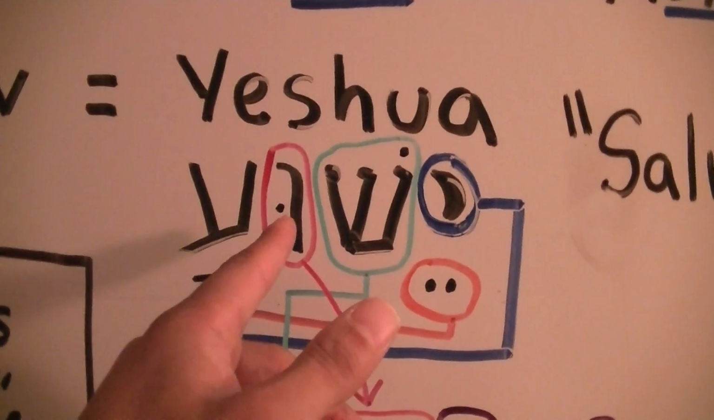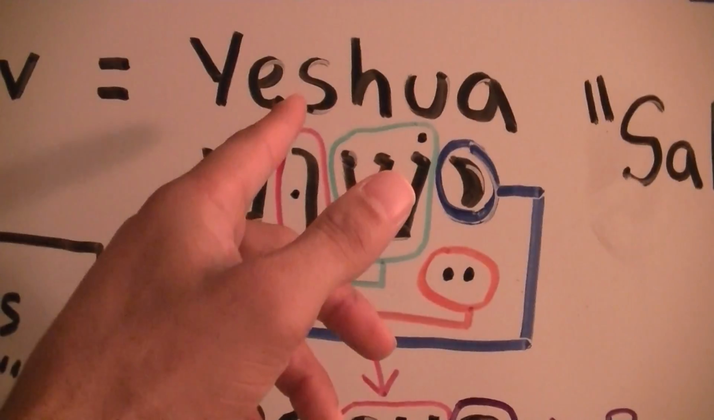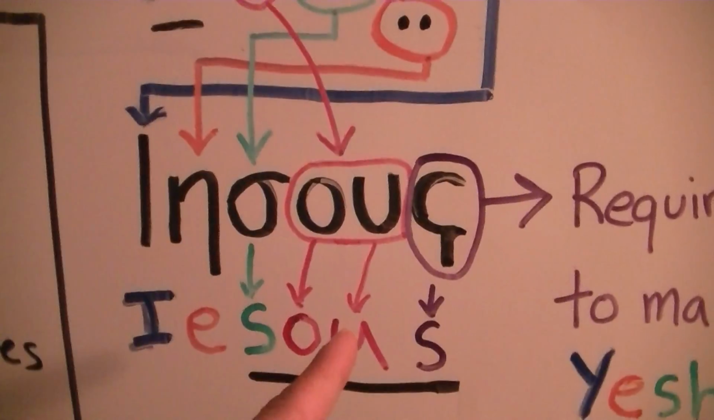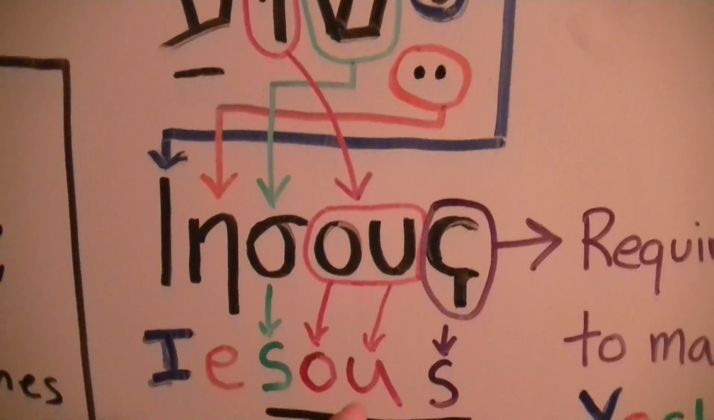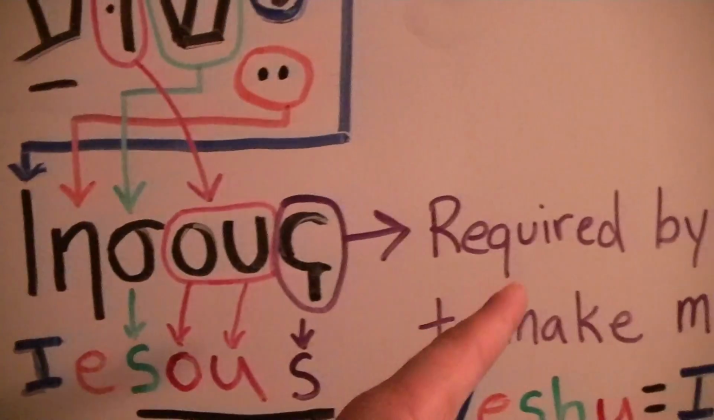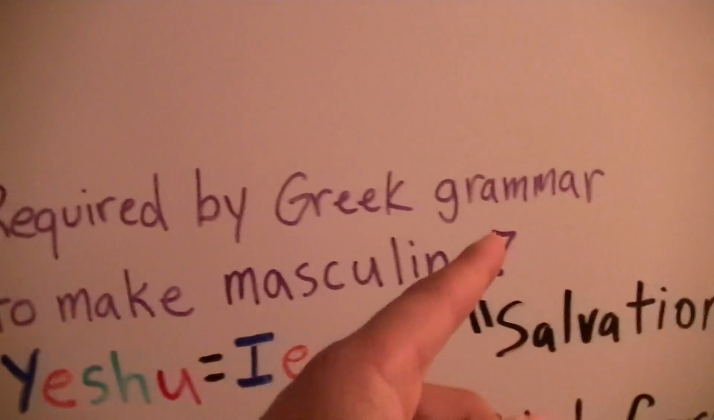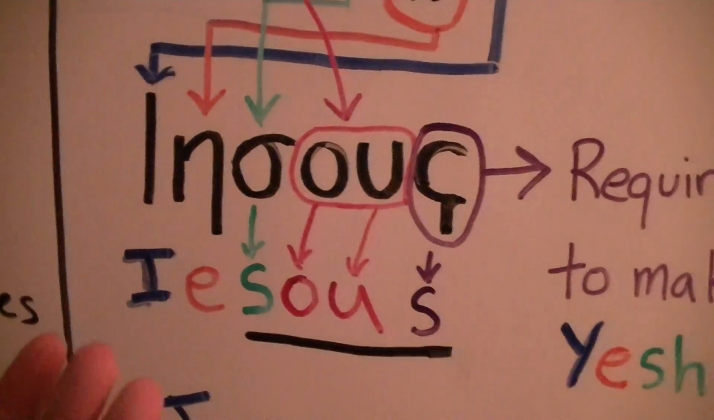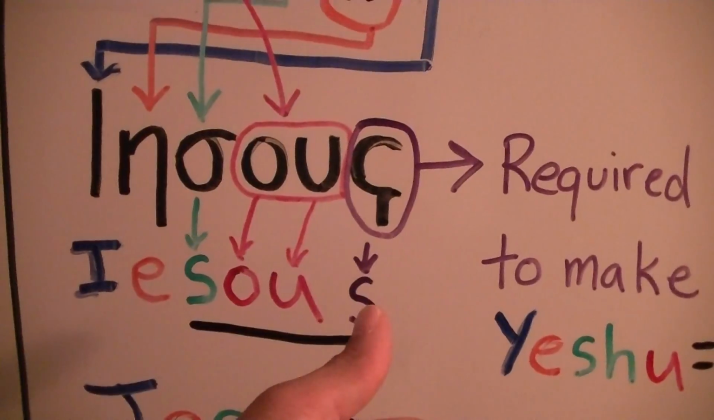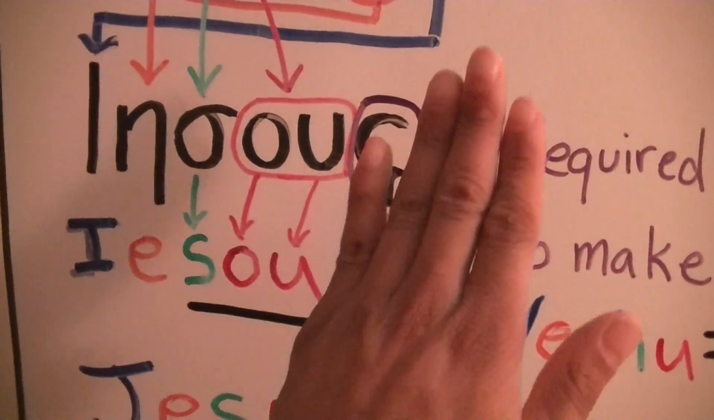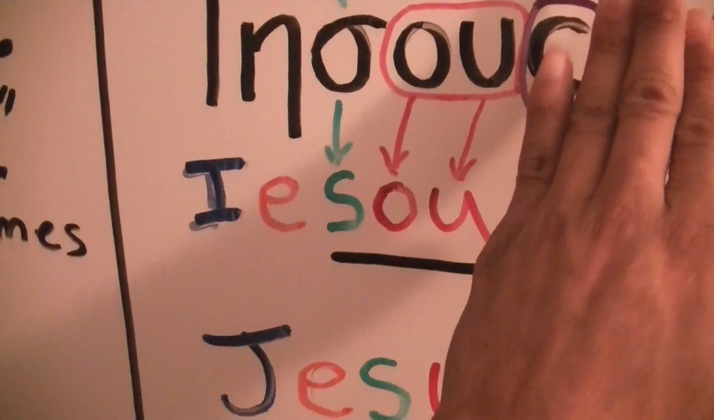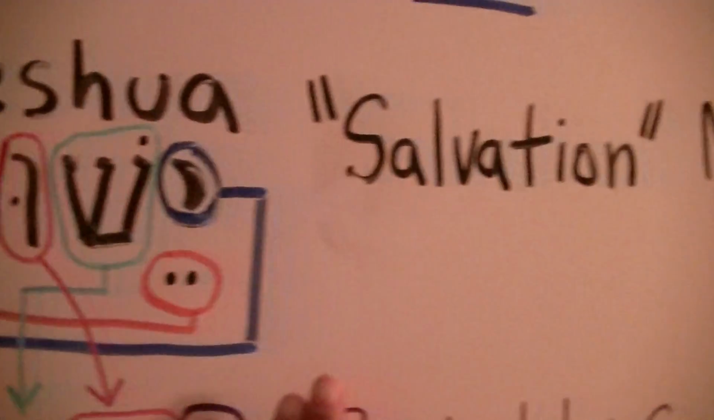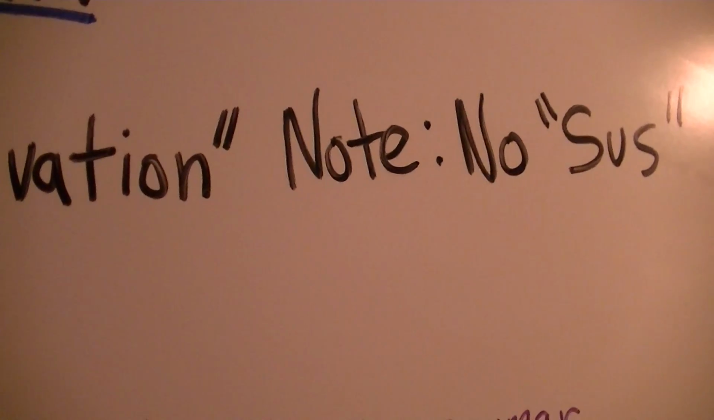Then you have a U. The dot to the side makes it a U. If the dot was above, it's an O, and no dot would just be a V. So this right here is the OU in the Greek. And then the S is added in Greek because it's required by Greek grammar to make a Greek word masculine. So when you see Zeus, this S is added to make it masculine, but all of these letters, the I-E-S-O-U, stem from the word Yeshua, which means salvation. Note, there's no sus there.